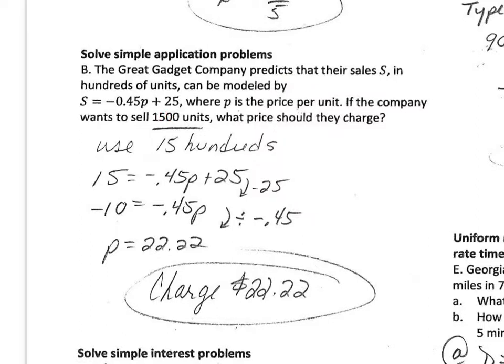We want the sales to be equal to that, so we substitute 15 in for this S, and we get 15 equals what's on the right-hand side. And then you're just solving a linear equation. Subtract 25 from both sides to get the variable term by itself, divide by its coefficient, and you get 2222, and that's saying that the price you should charge is 2222.